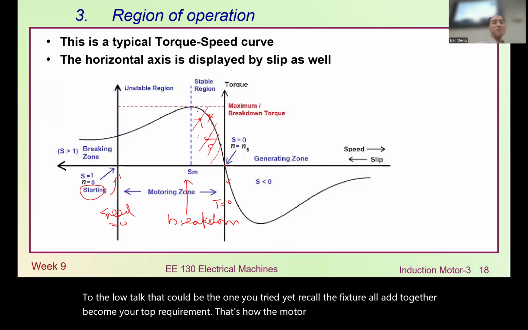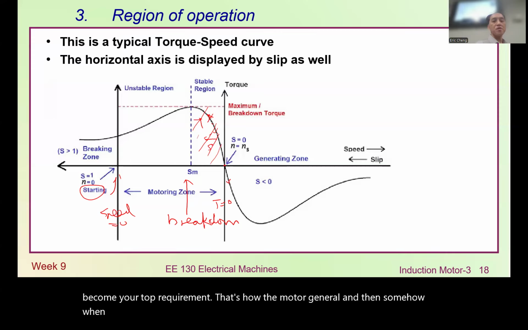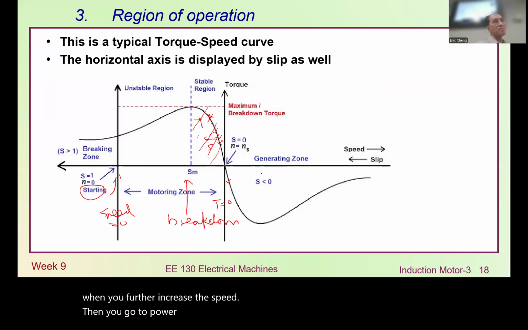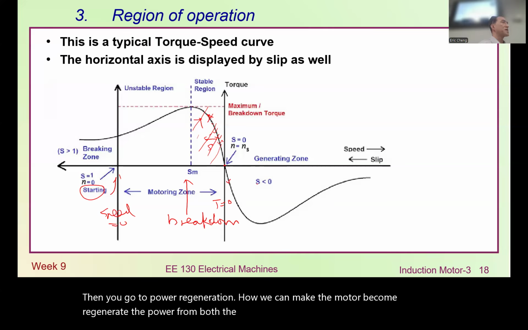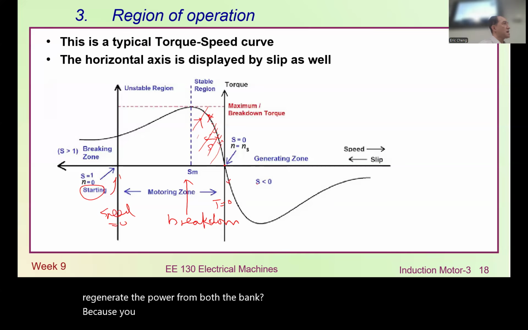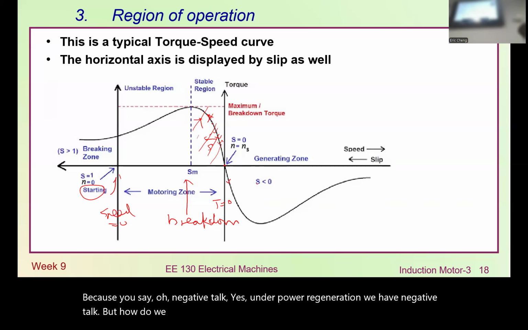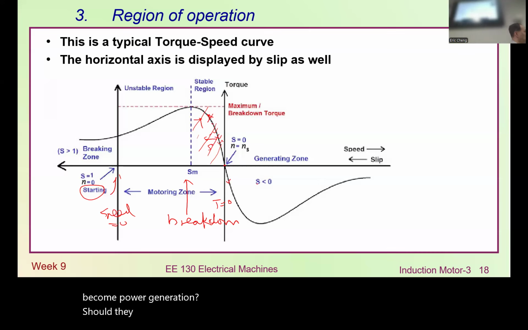And then somehow, when you further increase the speed, you go to power regeneration. How can we make the motor regenerate power back from the motor? Because you say, oh, negative torque, yes. Under power regeneration, we have negative torque. But how do we control the inverter? How do we control the power source to make it become power generation? That relates highly to how we control the motor.